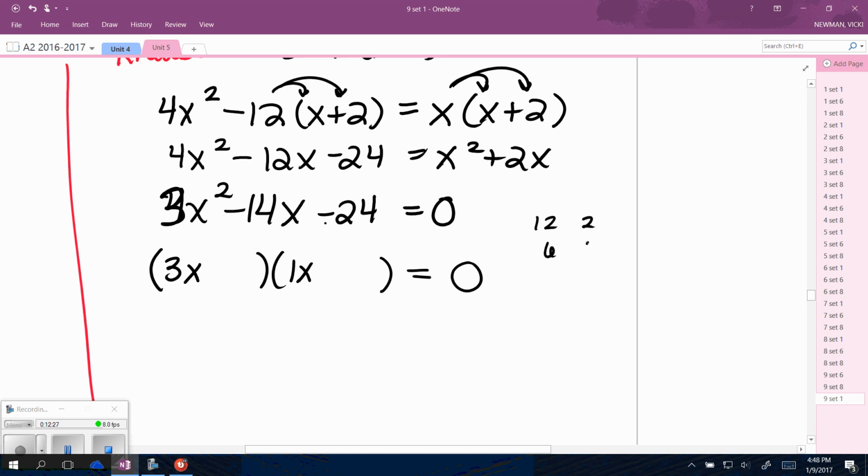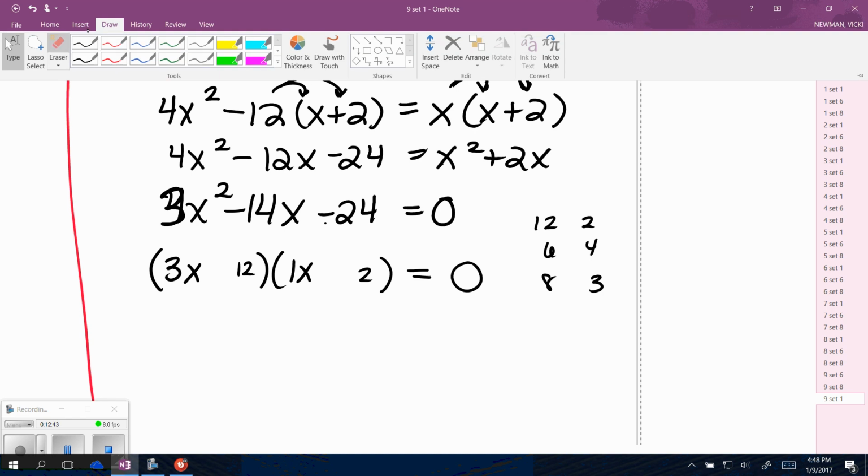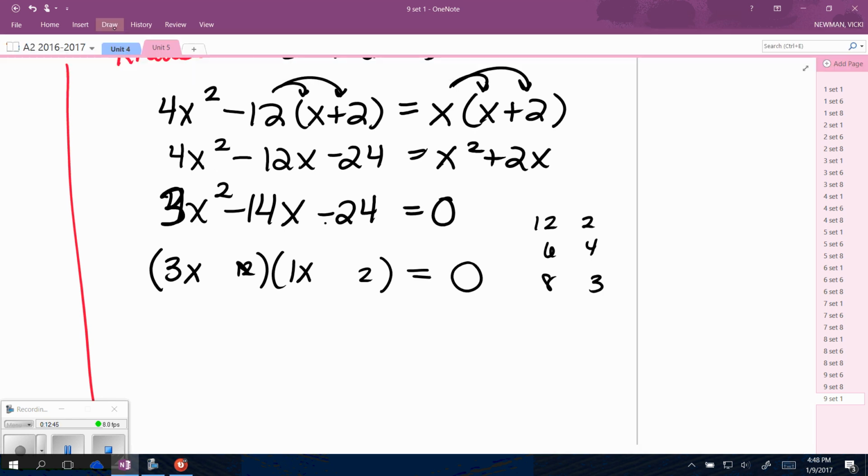Is it a combination of 6 and 4? Is it a combination of 8 and 3? So you have to make this decision on your own. We kind of go through, okay, is it 12 and 2? That would be 6 and 12, doesn't make 14. Okay, let's try, whoops, that was supposed to be an eraser.